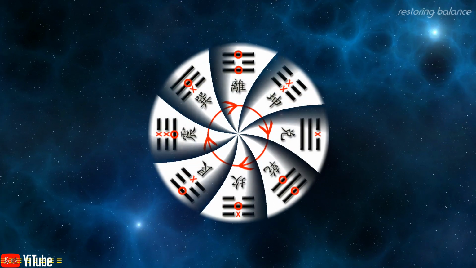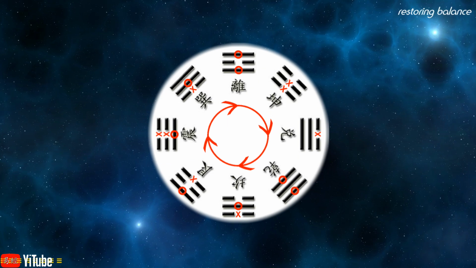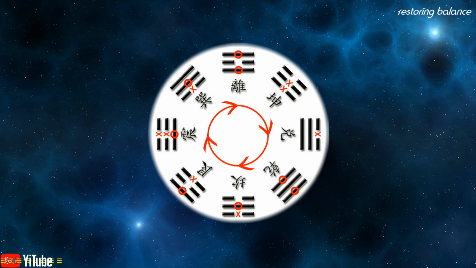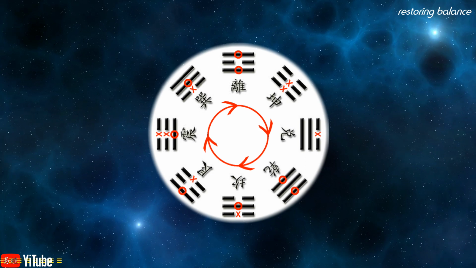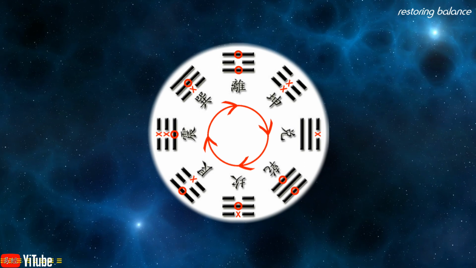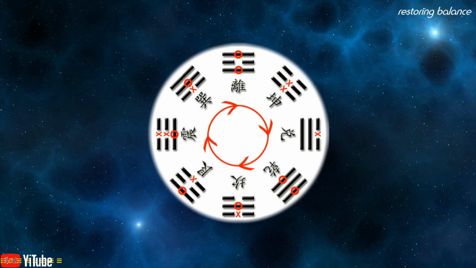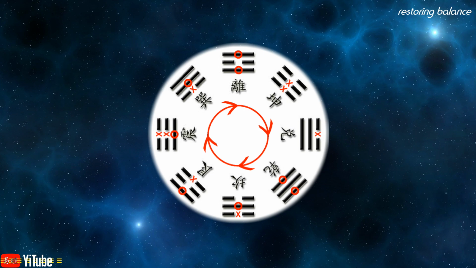What I like about working with changing trigrams in this way is that each combination of moving lines needs a different solution, a different trigram to restore the balance. For each kind of imbalance, indicated by the moving lines, there is a different trigram that is needed to help the initial trigram.